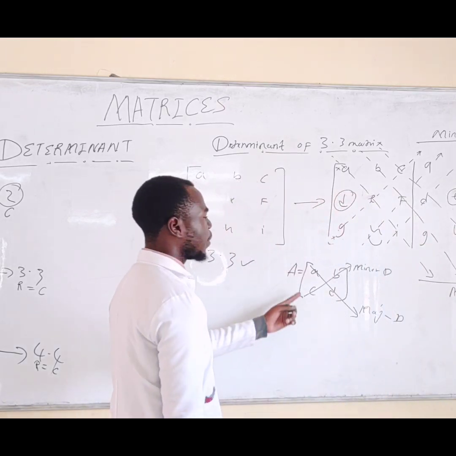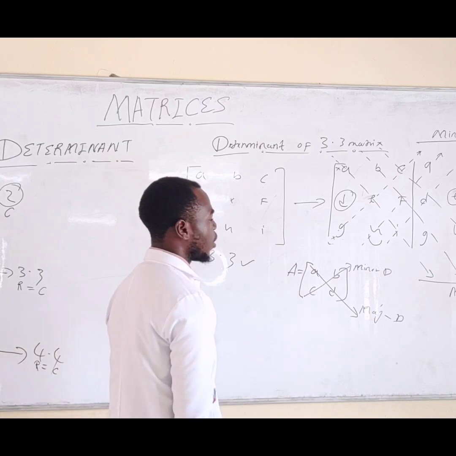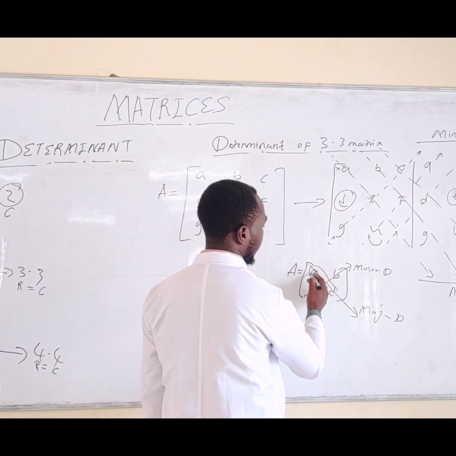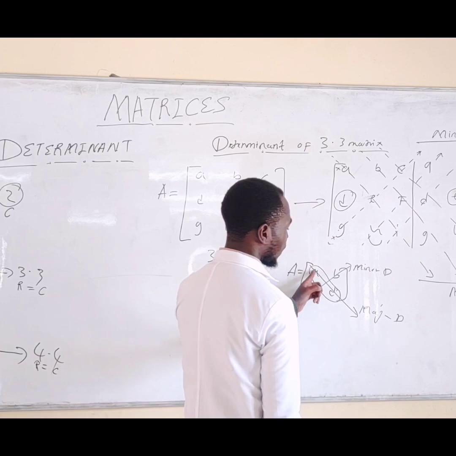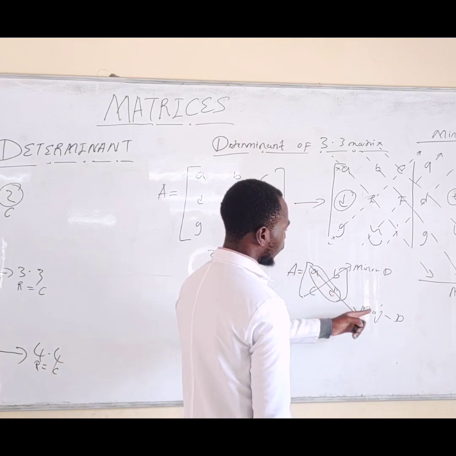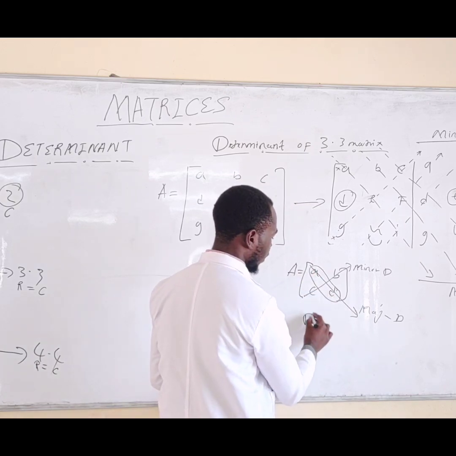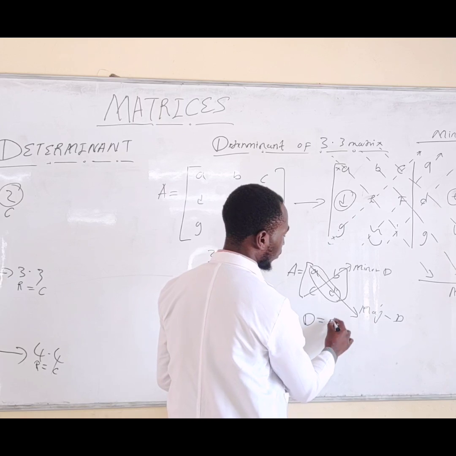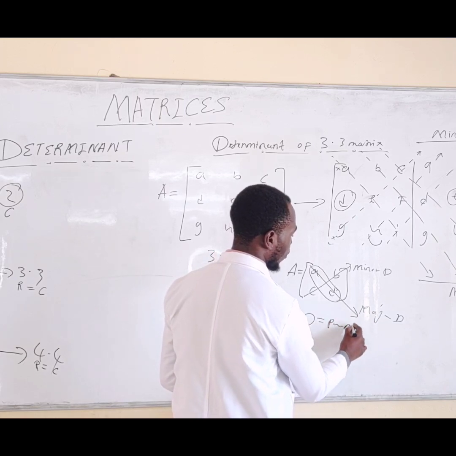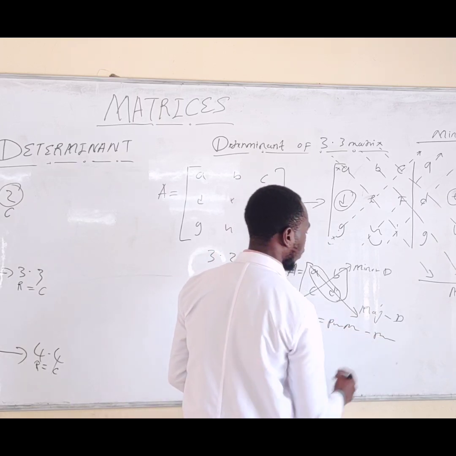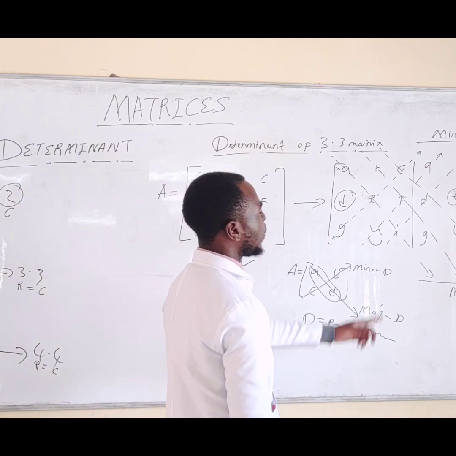So to find the determinant of a 2x2 matrix, you say the product of your major diagonal minus the product of your minor diagonal. The same applies here.